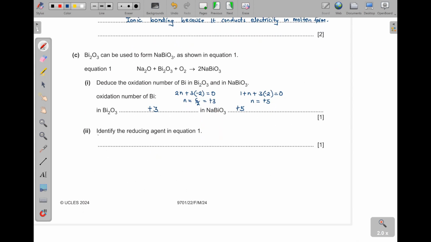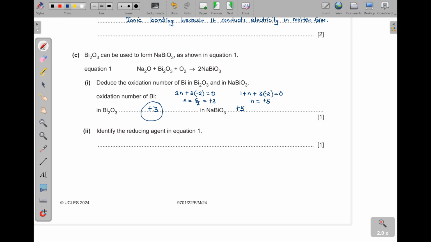Then Roman 2, identify the reducing agent in equation 1. The reducing agent is the one that gets oxidized, okay? It is the one that loses electrons. It gives out electrons, and then what receives those electrons is reduced. You get it? So this one being a reducing agent means it reduces another. As simple as that.